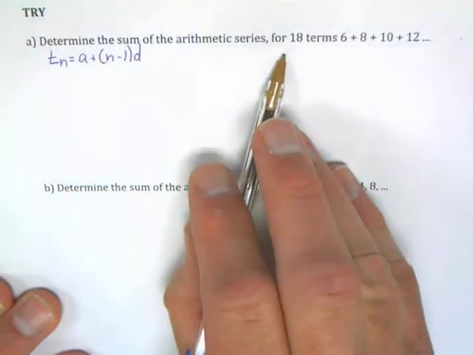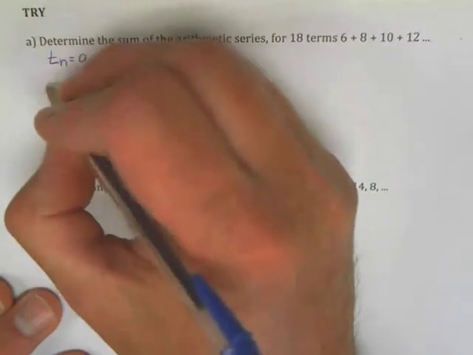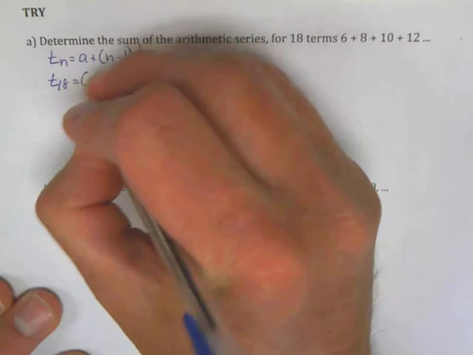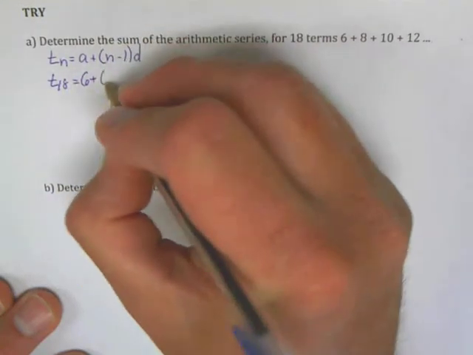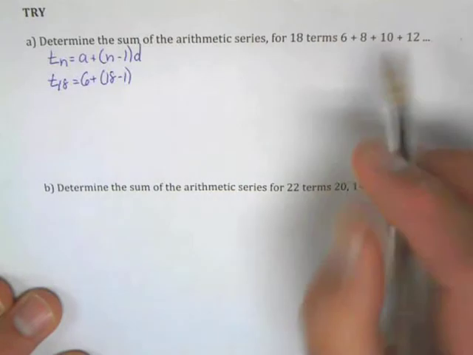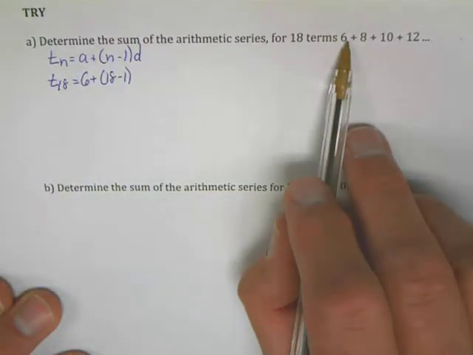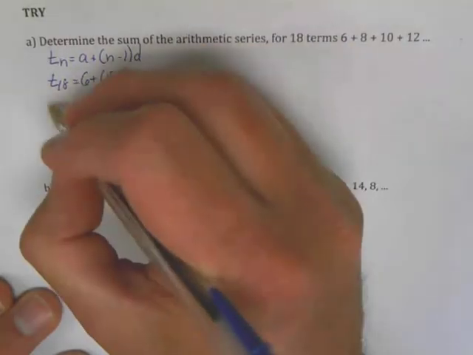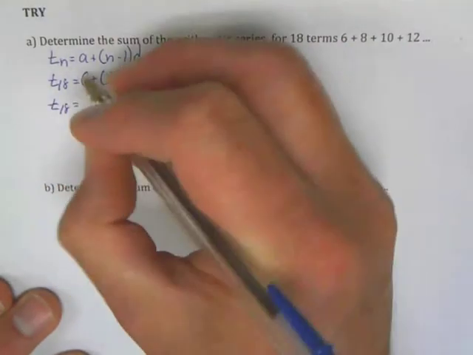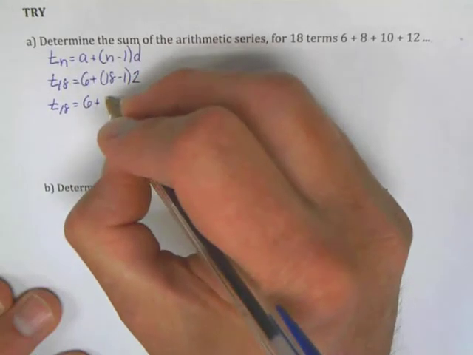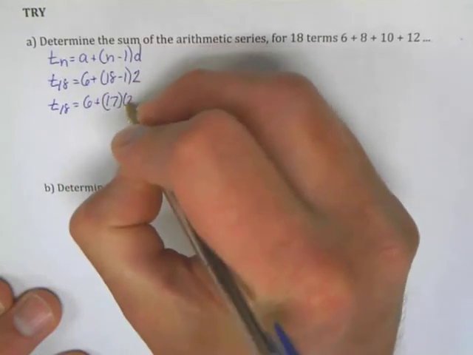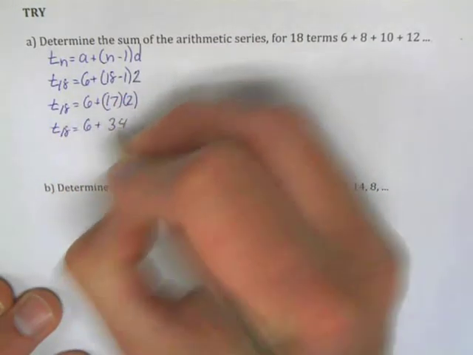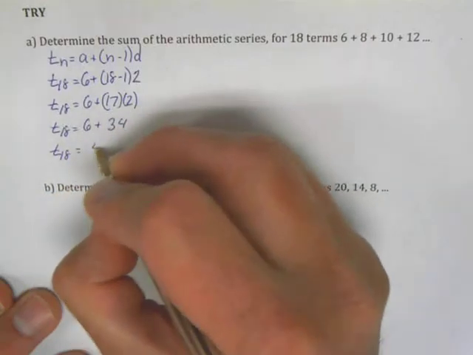So we're looking for the 18th term, so T18 is equal to A, the first number, which is going to be 6, plus n, so n is 18, minus 1, times the common difference. The difference between 8 and 6 is 2, 10 and 8 is 2, 12 and 10 is 2, so it's going to be 2. Do the work in the brackets first. Term 18 is equal to 6 plus 18 minus 1 is 17, times 2. Term 18 is equal to 6 plus 34. Term 18 is equal to 40.